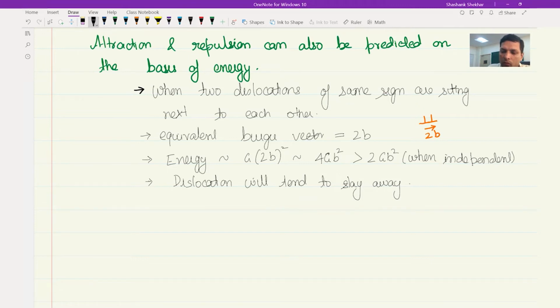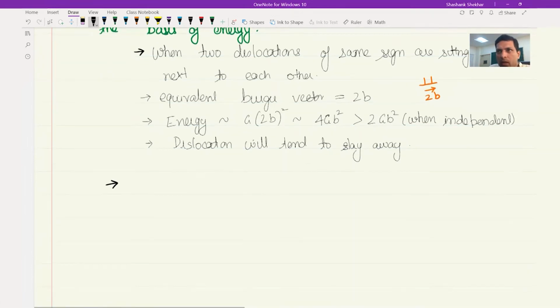Now let's move on to another case, the opposite extreme, when two dislocations of opposite signs are sitting next to each other.